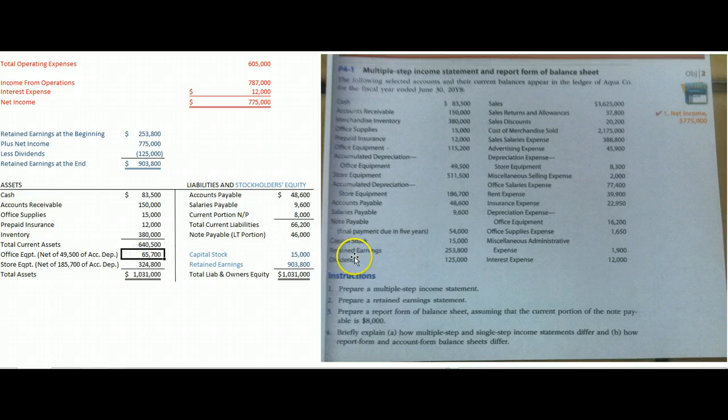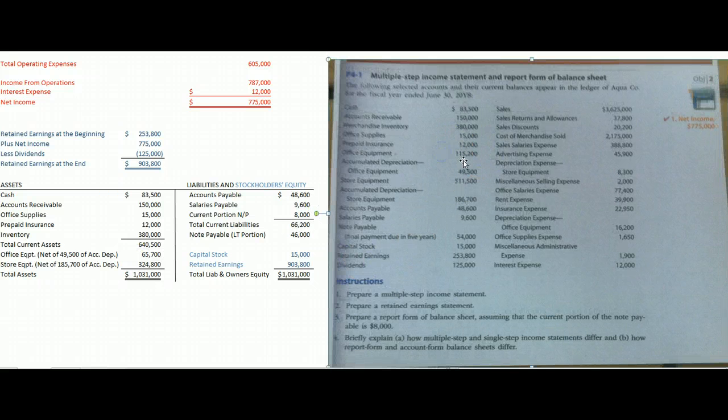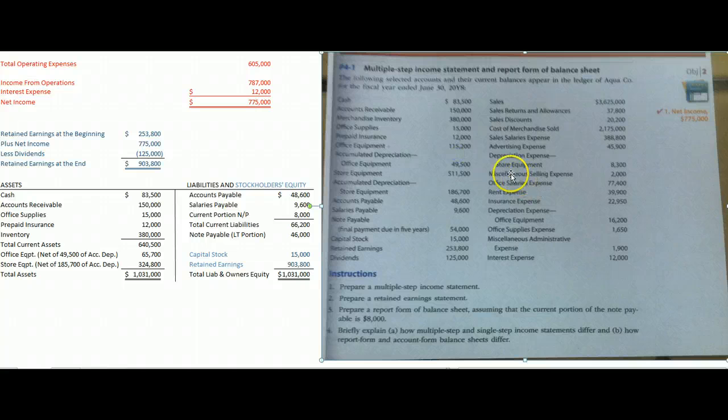Our office equipment, we originally paid $115,200 for it, but we've used up part of that. We spread that cost out over its estimated useful life, so we subtract $49,500 of accumulated depreciation. I suggest my students memorize the journal entry for depreciation expense. Debit depreciation expense, credit accumulated depreciation. Depreciation expense appears on the income statement. Accumulated depreciation is a contra asset account. We subtract it from our original cost of our fixed assets.